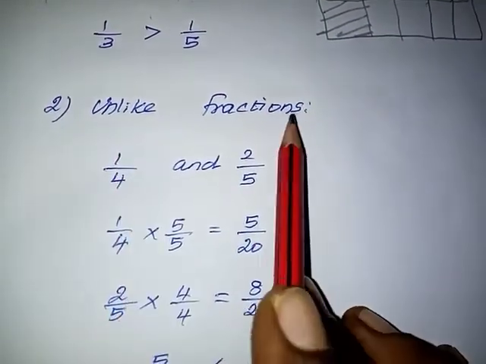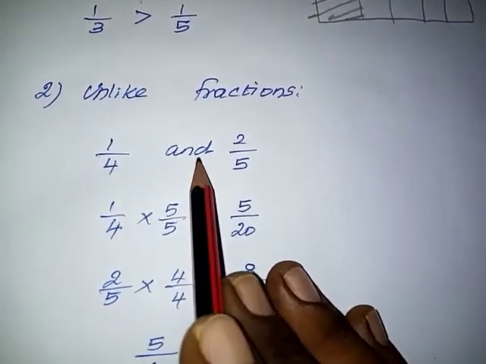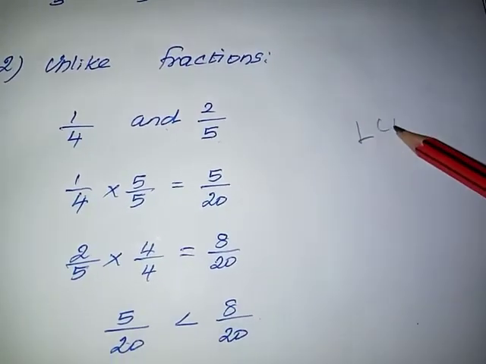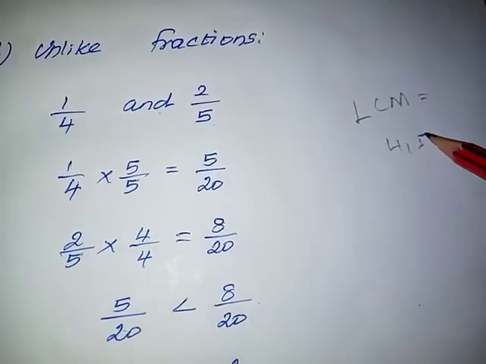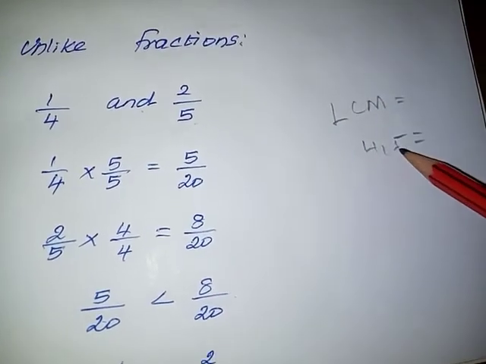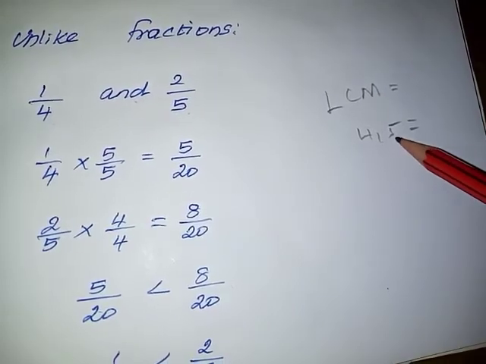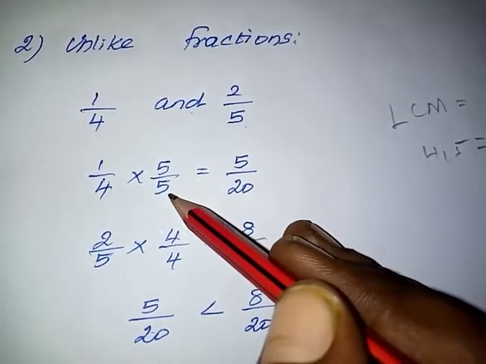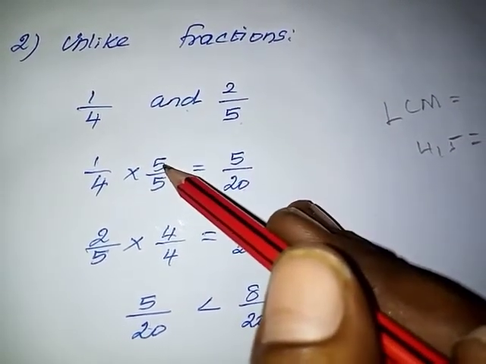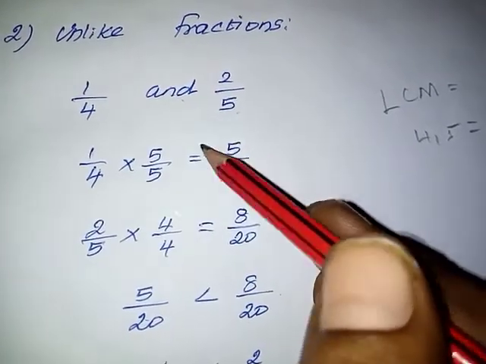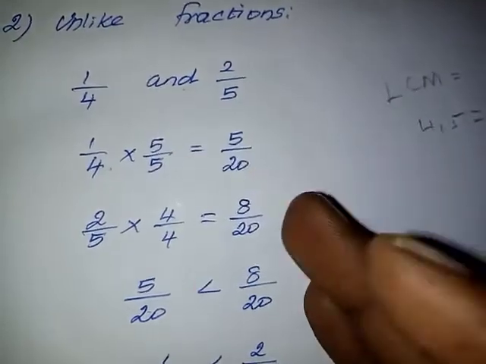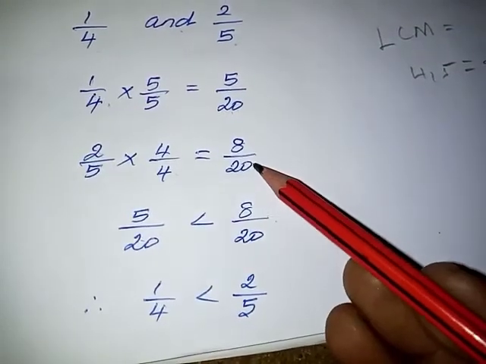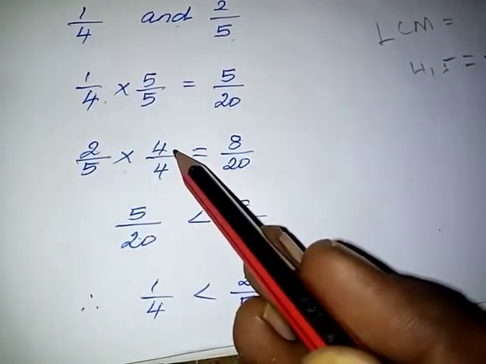The second one, unlike fractions: 1 by 4 and 2 by 5. So we have to find the LCM of the given denominators. So 4 and 5. These two are co-prime because there is no common factor. So we multiply 4 and 5 equal to 20. So 4 multiplied by 5, we get 20. So the numerator also is multiplied by 5. So 1 into 5 equal to 5 and 4 into 5 equal to 20. The second fraction 2 by 5. So 5 into 4 we get 20. So 5 fours are 20 and 2 fours are 8.